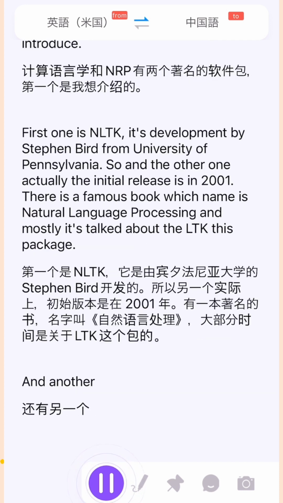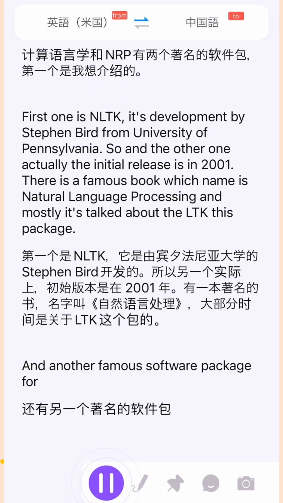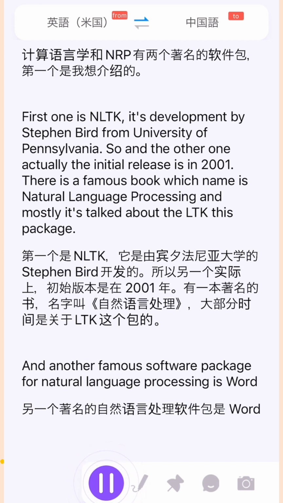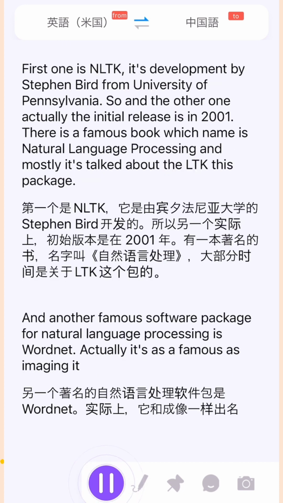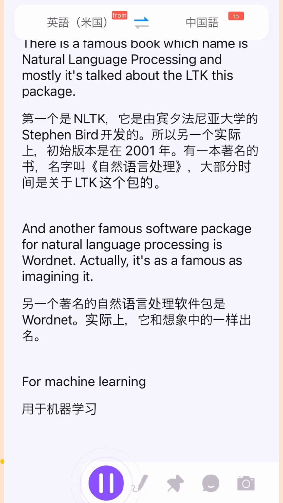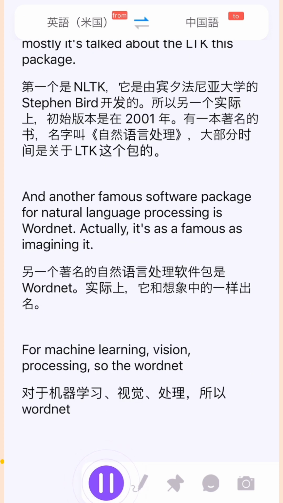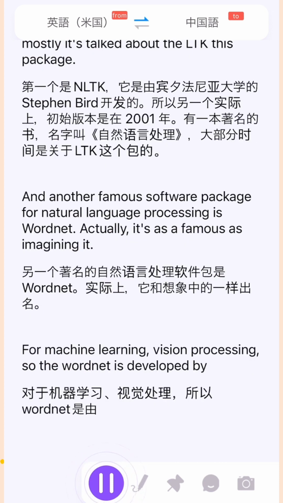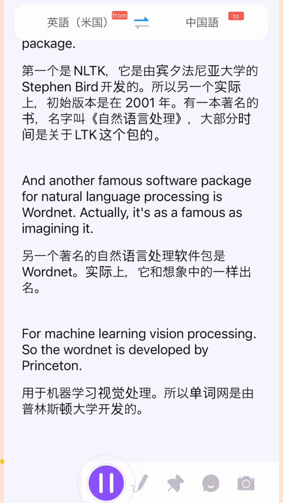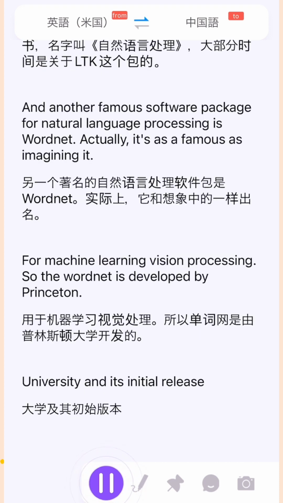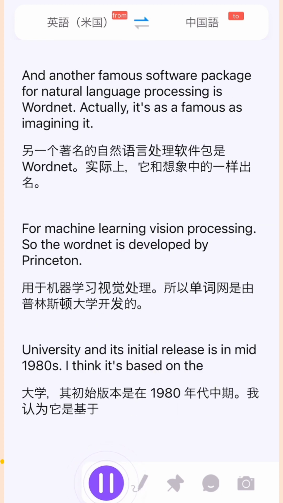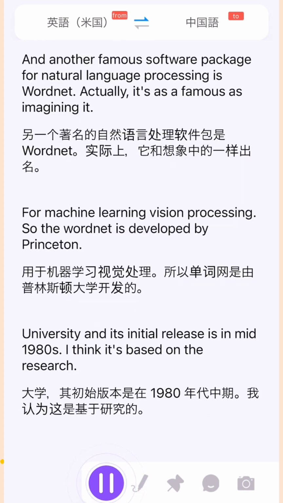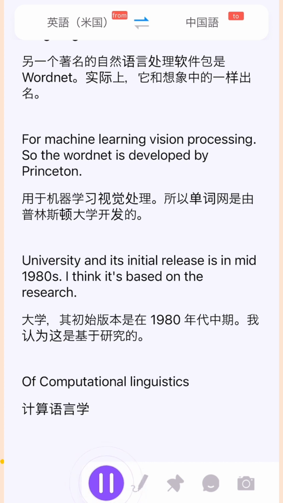Another famous software package for natural language processing is WordNet. It's as famous as ImageNet for machine learning vision processing. WordNet was developed by Princeton University, and its initial release was in the mid 1980s. I think it's based on the research of computational linguistics.